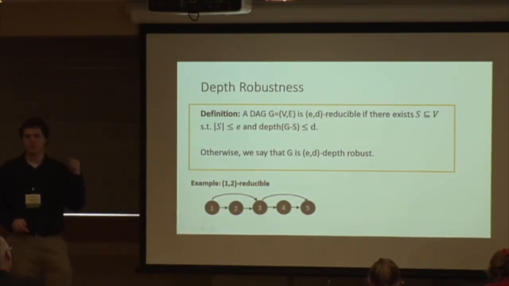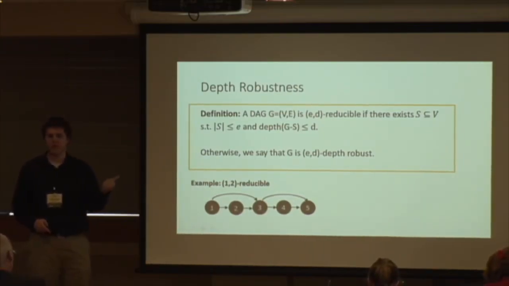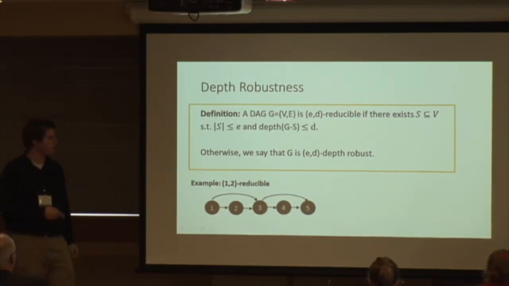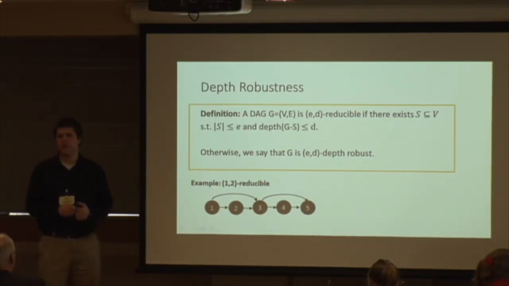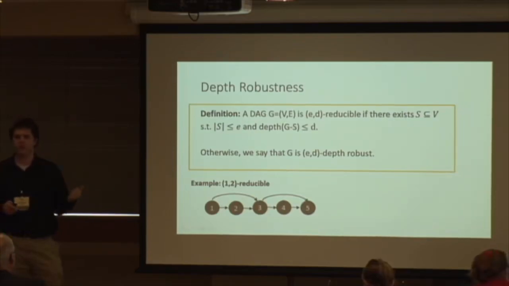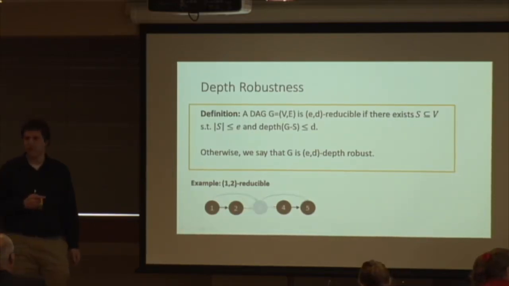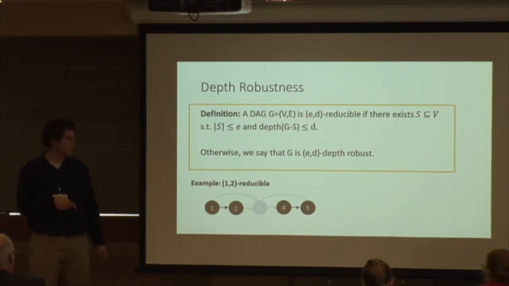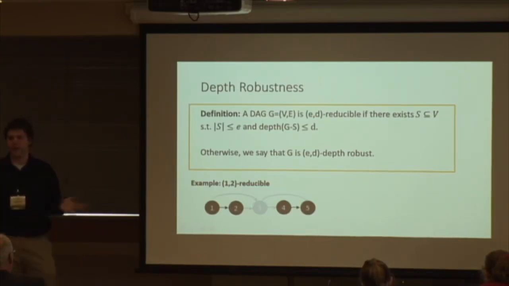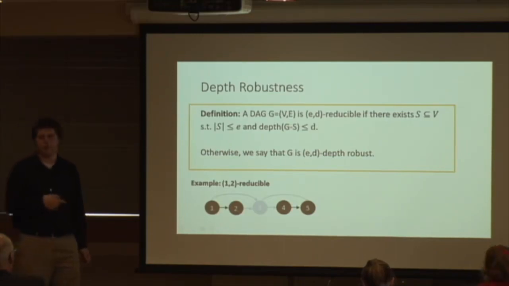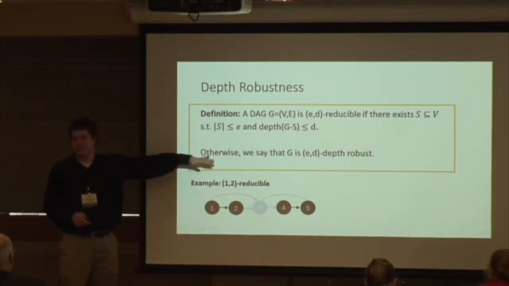That means that we can delete 1 vertex from the graph. And after deleting this 1 vertex, the longest remaining path will have length 2. So there's a proof by inspection. Delete the node 3, and clearly any remaining path in this graph has length 2. So this graph is 1-2 reducible. Of course, if a graph is not reducible, we say that it's depth robust.